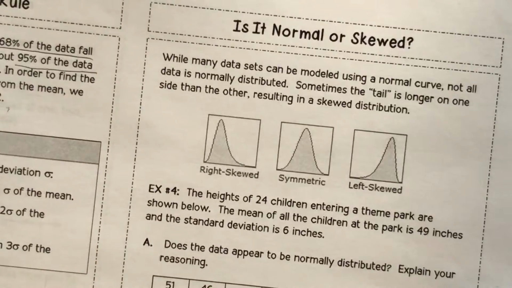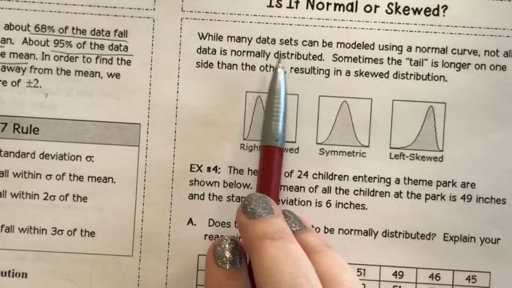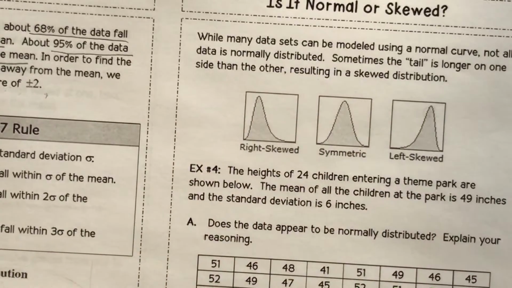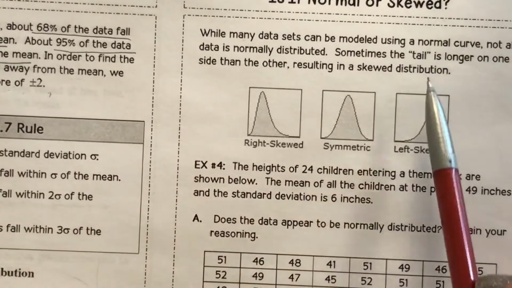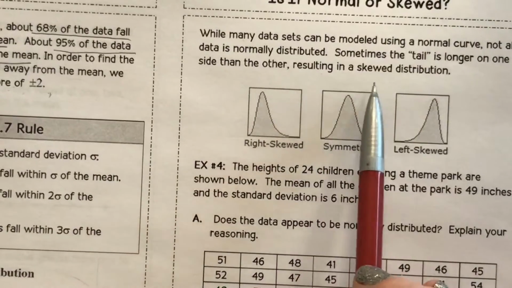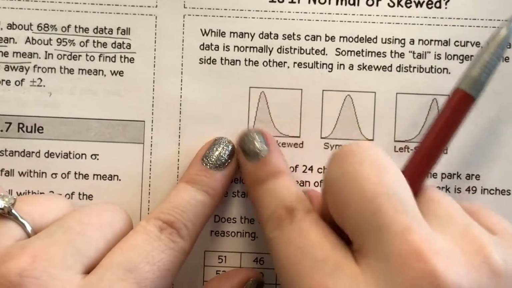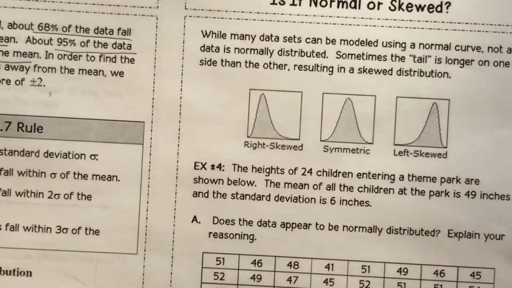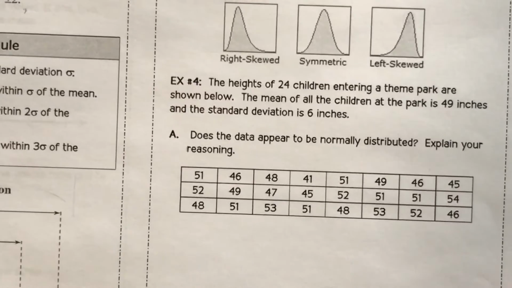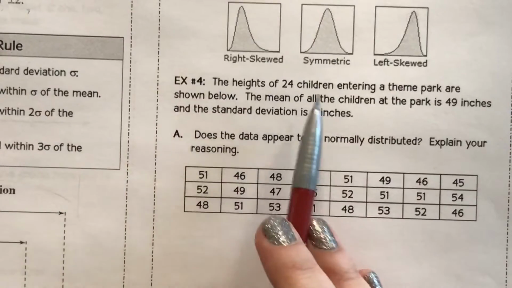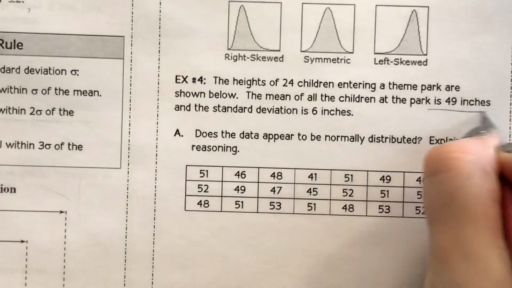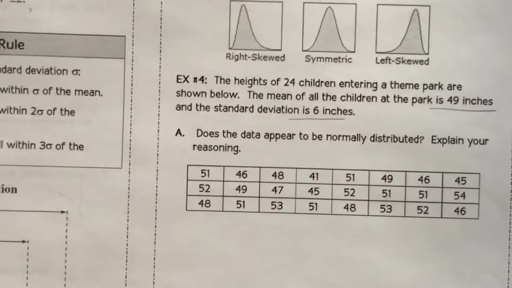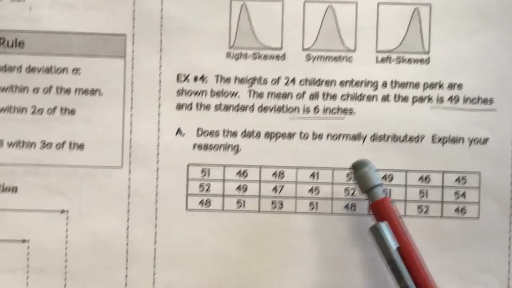This one. Is it normal or is it skewed? Okay. So while many data sets can be modeled using a normal curve, not all data is normally distributed. Sometimes the tail, this tail, is longer on one side than the other, resulting in a skewed distribution. A lot of values are over here, a lot of values are over here, okay? Sometimes it's not symmetrical. So, the heights of 24 children entering a theme park are shown below. The mean of all the children at the park is 49 inches, and the standard deviation is 6. Does the data appear to be normally distributed?